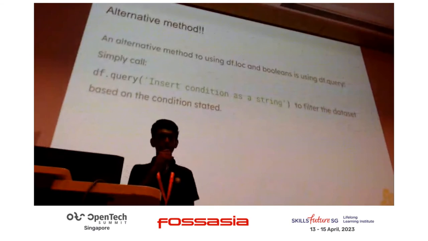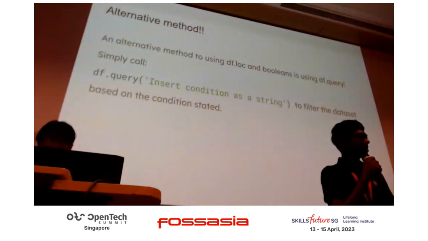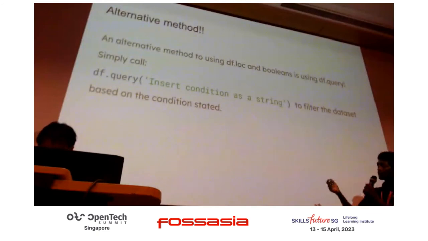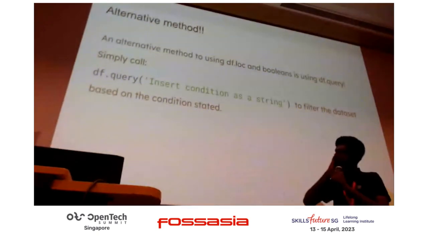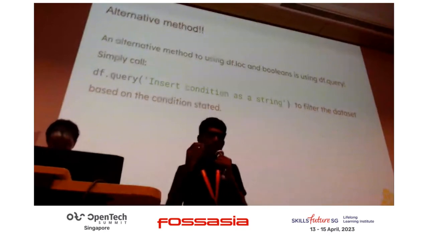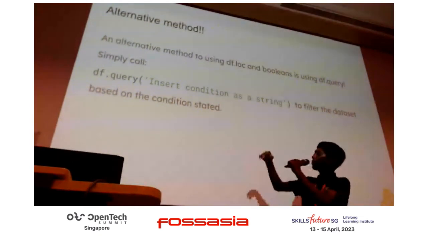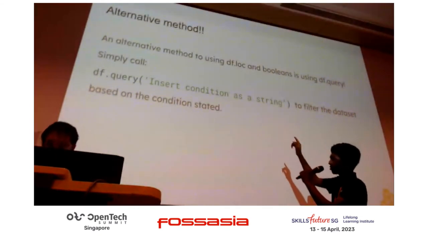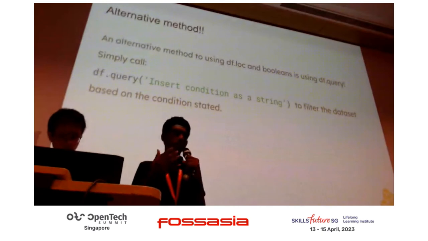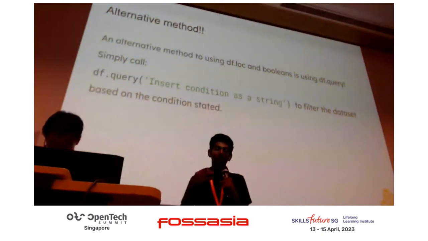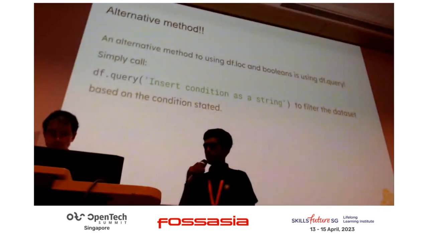Okay. There's also an alternative method to this, which is the function df.query. Right. So those doing SQL, you might be familiar with this. In Pandas, there's this function called df.query, where you can insert the condition as a string. For example, for the previous example, we found all the rows which have cancelled under their status column. We can put df.query status equals cancelled, right? And what that does is that it basically outputs all your rows which satisfy that condition, which is basically returning all the rows with status being cancelled.